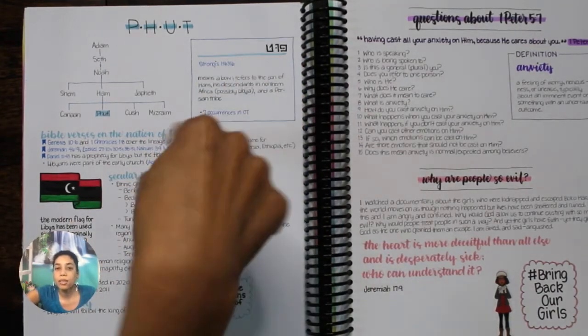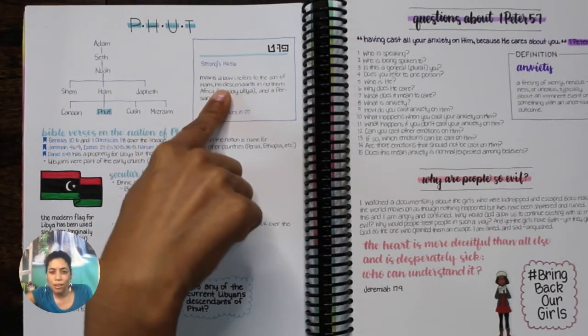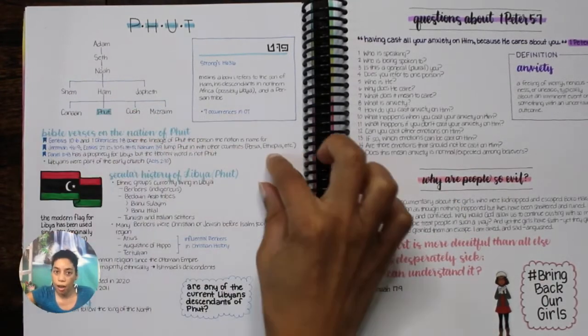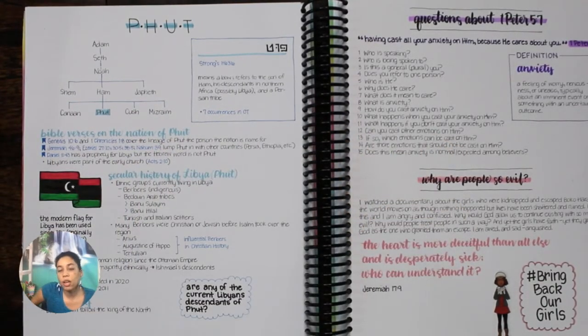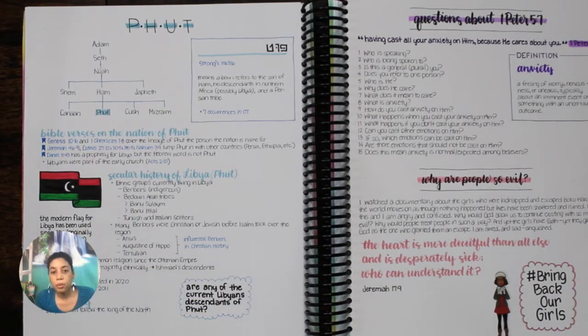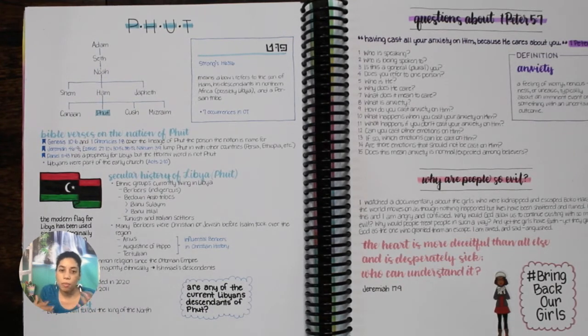And I did a little brief word study here on his name and what it meant. And then here I have some of the biblical references, and then I go through and look at some of the history of modern Libya and how it has changed over time, and what was said in prophecy about it and things like that. So that's always interesting, or at least I find it interesting.